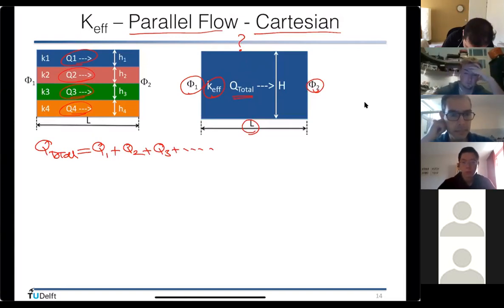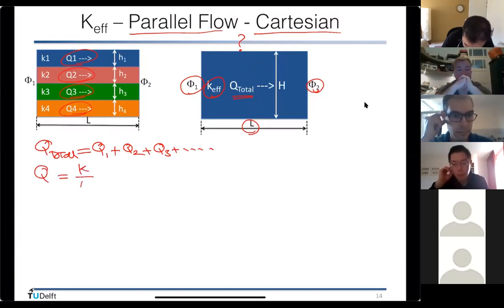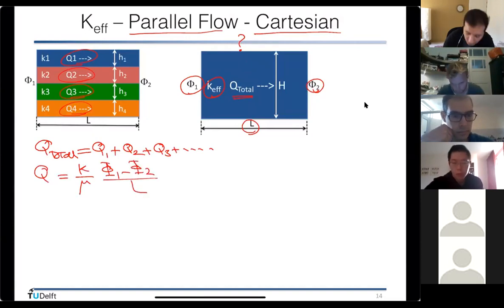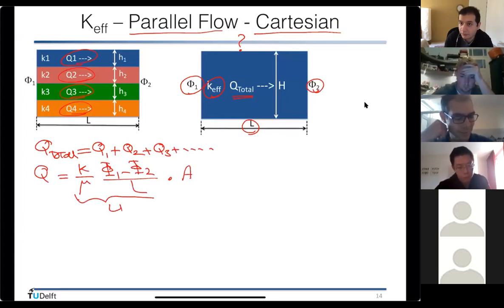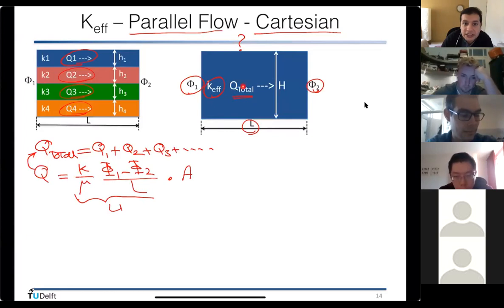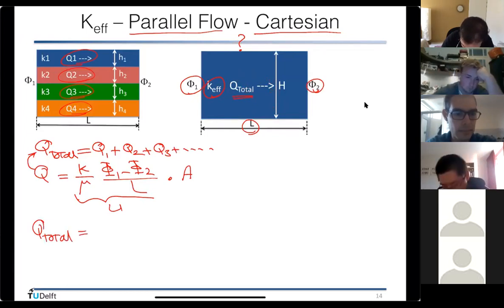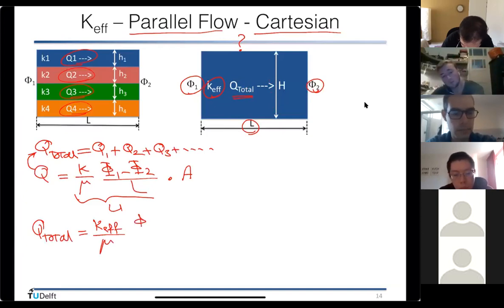And I know from Darcy's law that Q for each layer is K divided by viscosity, potential 1 minus potential 2 divided by L. So this is velocity U multiplied by cross-section area to give me the flux, the flow rate. Now I'm going to implement this into each individual term. Q total is for the total system. It has K effective in it. So Q total is K effective divided by viscosity, phi 1 minus phi 2 over L, times area.